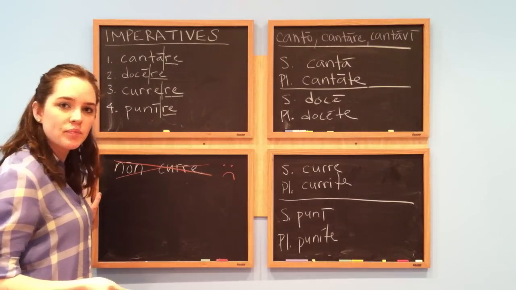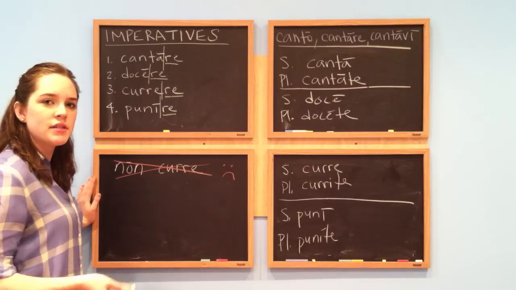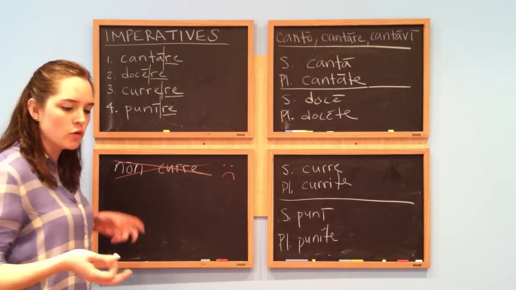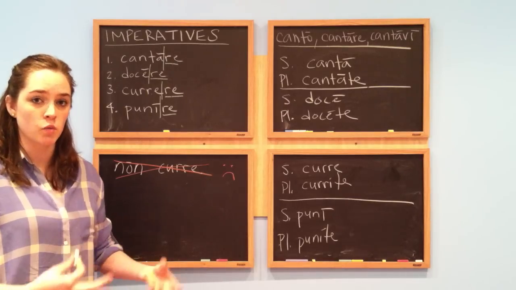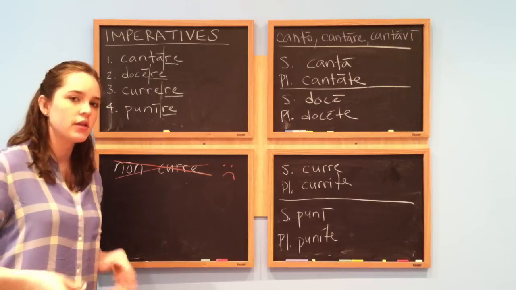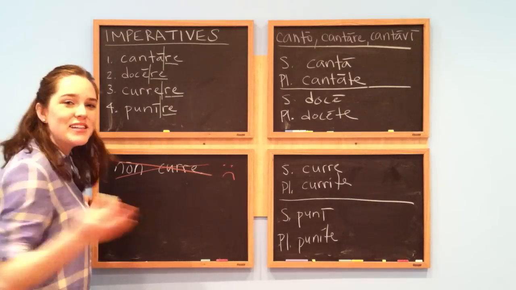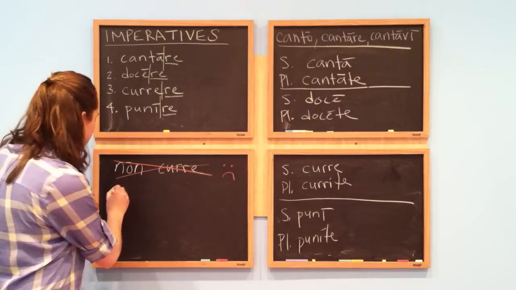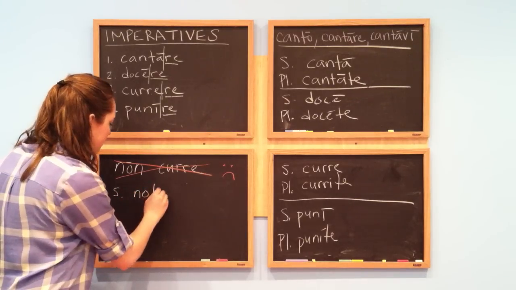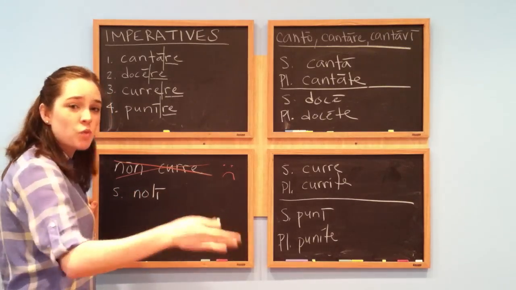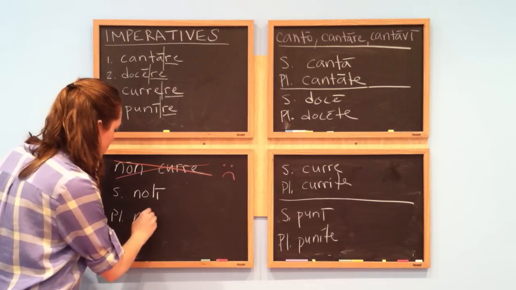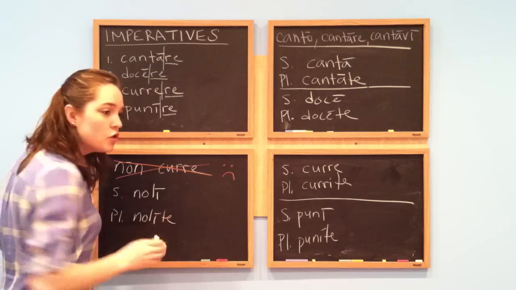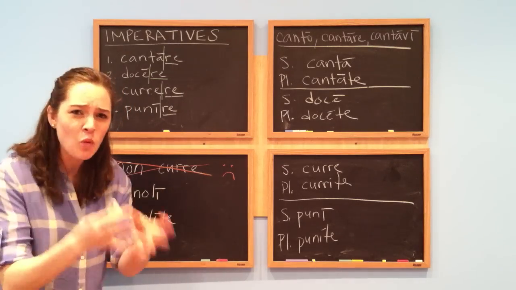It's extremely simple. You have to know the imperative of nolo. Remember the verb nolo, I don't want, or I refuse. Nolo, non vis, non vult, nolumus, non vultis, nolunt. If you remember that verb, here is the imperative of that verb. If it's singular, it's noli. Don't want. You don't want. And if it's plural, it's nolite. Don't want to do something. Guys, please don't want to do that.